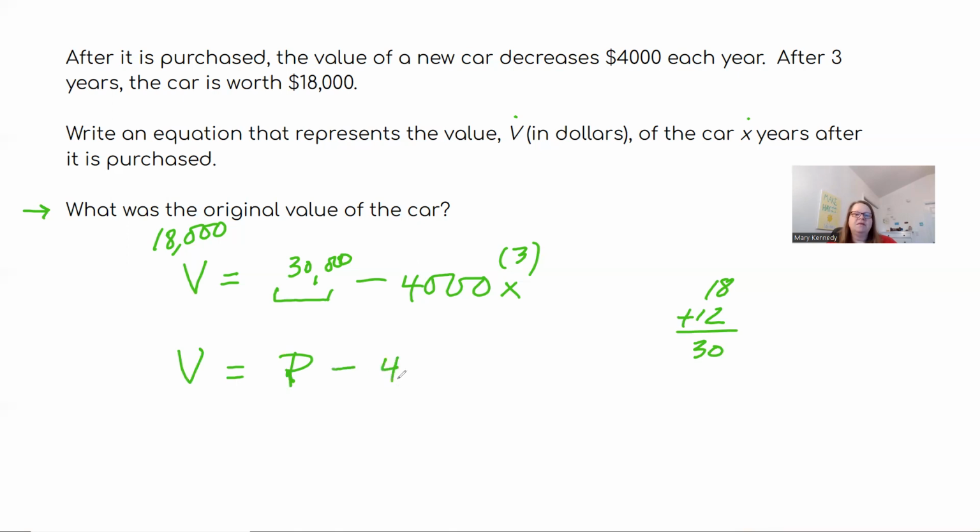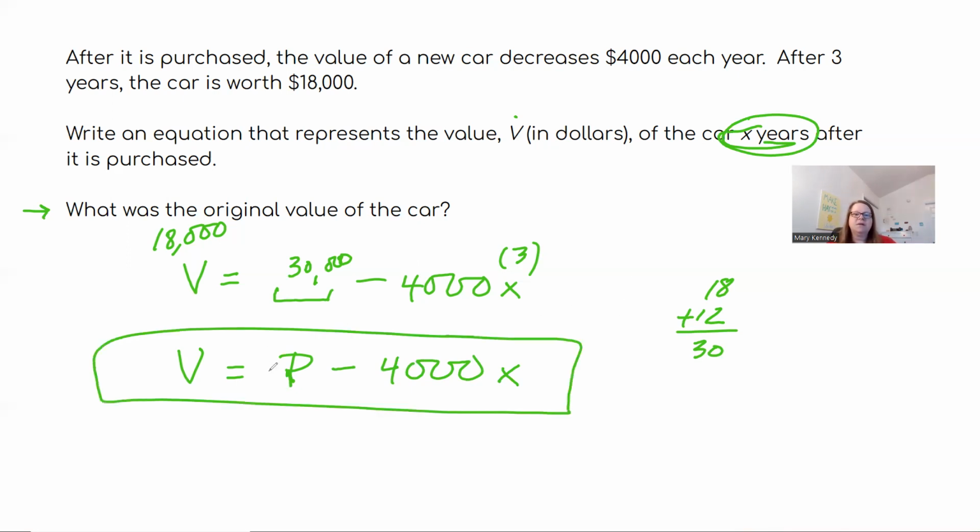So minus 4,000 each year. So that would be 4,000 times X because it says it's X years. And V is in dollars, the value not when it's purchased, but after it's purchased. So this would be my equation that I would say represents that value.